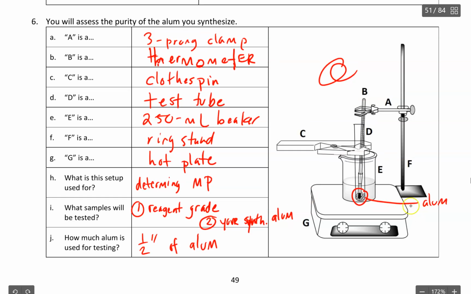So really what's going to happen is you're going to take your sample, you're going to heat it up, you'll keep an eye on the sample itself, you're going to record the temperature when you first think you see the alum melting, and then you're going to record it again when you think it's completely melted. You'll repeat that for the reagent grade and the synthesized alum that you produced.